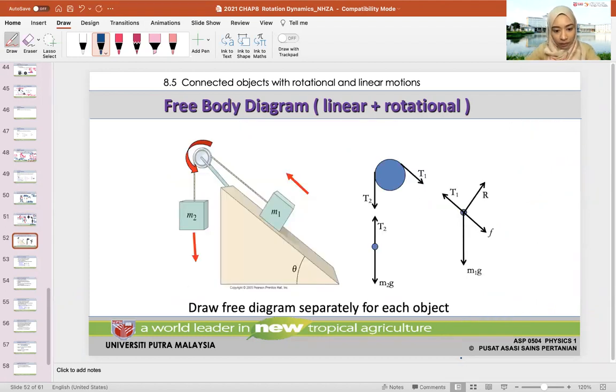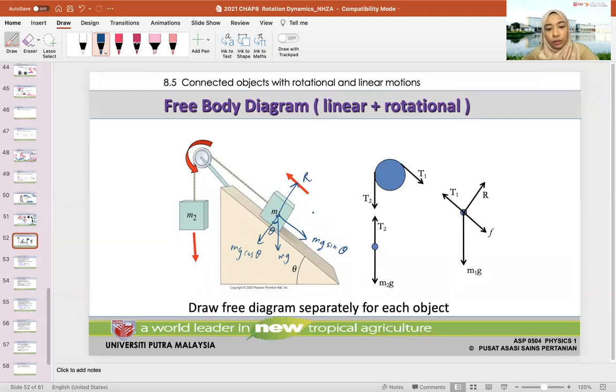Okay, this is the same case. I'm just going to go over it quickly. So here we have mg, sorry, wrong. Don't follow me please. This is mg. This is going to be mg cosine theta. This is also chapter 3. You guys have to revise for chapter 3, right? So this is going to be mg sine theta. Okay. What else? We have R.